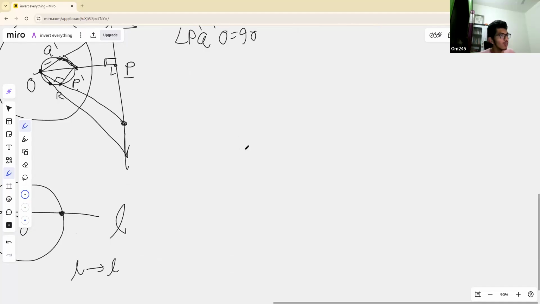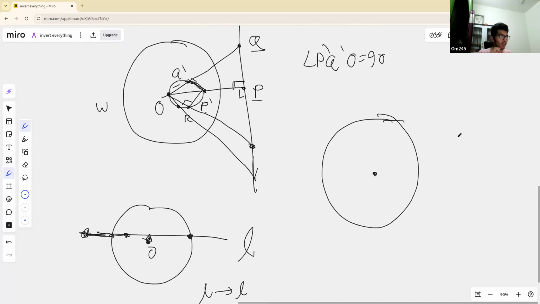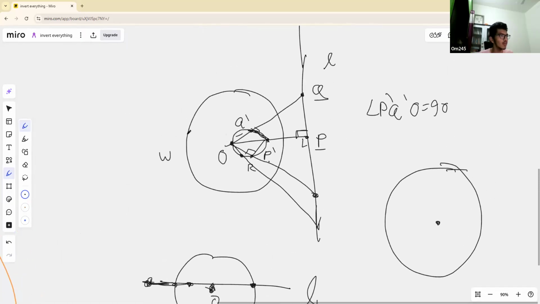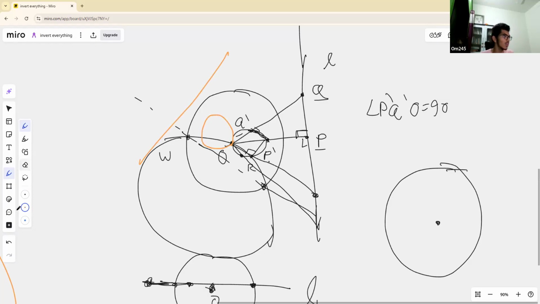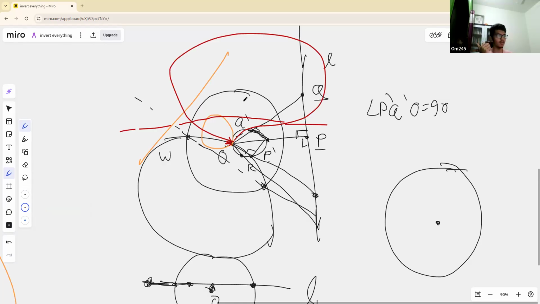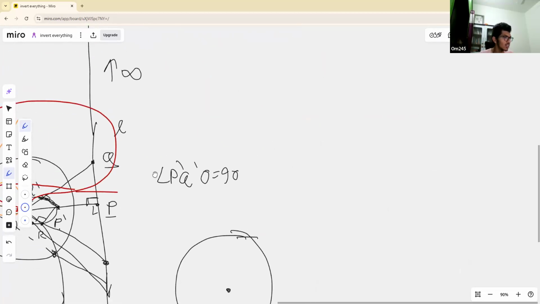And there is one more thing. A more important point here is to consider any circle passing through O. That circle should map to a line. Here you can see it should pass through these two points because they map to each other. So if you consider this small circle, it will map to here. If you consider some big circle, it will map to here and so on. A line maps to a circle, a circle maps to a line. But there is a catch.